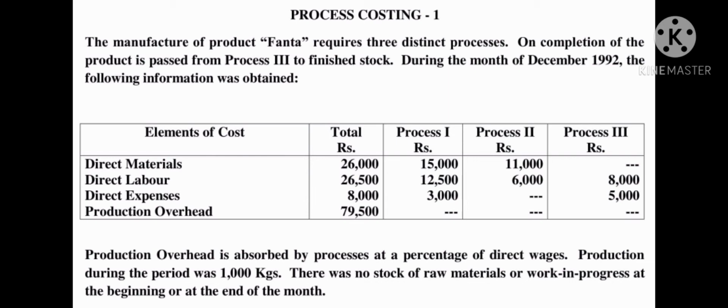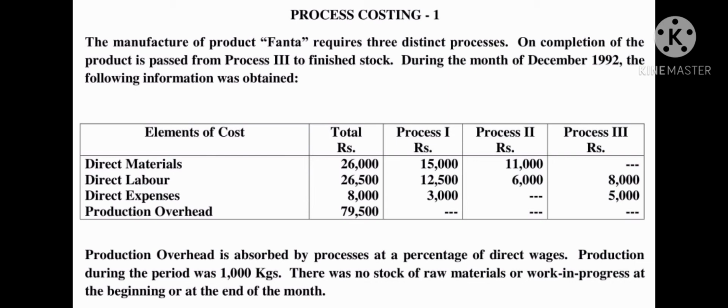Now what are the elements to calculate the process costing? Just follow that: direct materials, direct labor, direct expenses, production overhead. Just leave the total value, let us see that later. Apart from that, you see process 1, process 2, process 3. In all those 3, some of the information is left free, that means there is no information. For example, direct materials for process 1 and 2, the value is given, but for 3 there is no value. Then direct labor, for all 3 processes, there is a value.